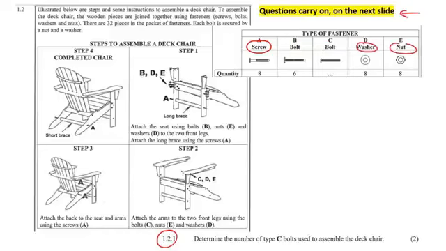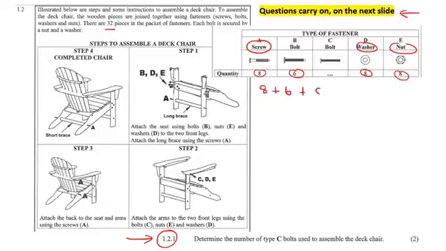There are 32 pieces in the packet. Each bolt is secured by a nut and a washer. Okay, so got it. So it says, for the first question, determine the number of type C bolts. Now, remember, they tell us that altogether there are 32 pieces. So there's 8 here, 6 here, 8 here, 8 here. So we can see what those add up to. So let's just quickly go add those together.